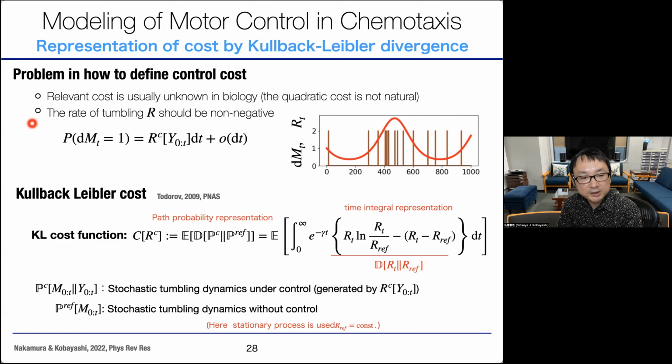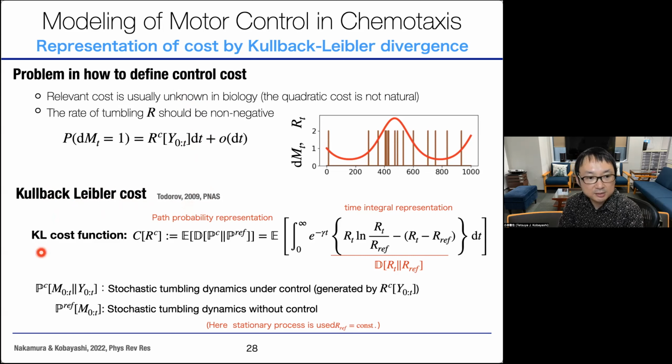And more technically, we have to obtain the optimal tumbling rate R. This should be non-negative. If we use the quadratic cost, then negative R may cancel out in this quadratic cost. Therefore, by solving the optimization problem naively, we may end up with a negative R. This should be avoided. So we have two problems. To address that, we adopted the Kullback-Leibler cost proposed by Todorov in 2009.